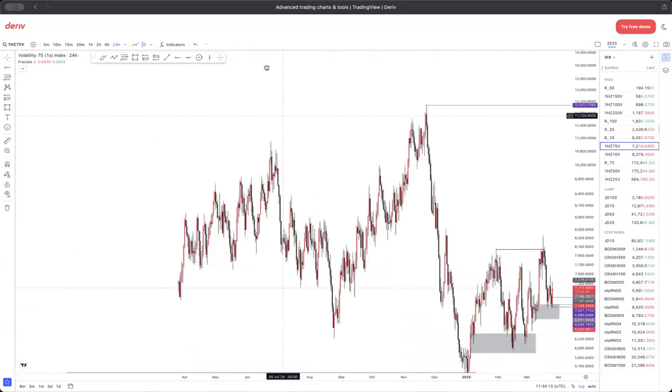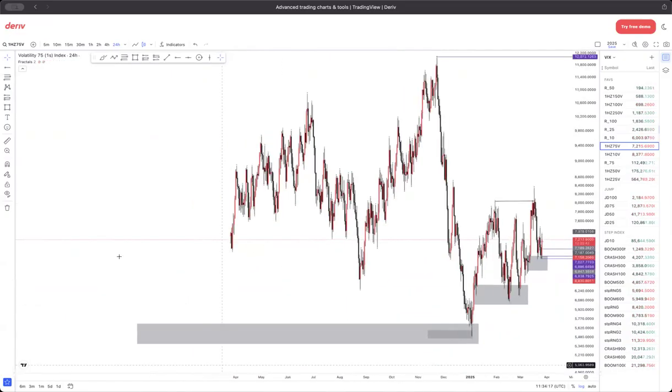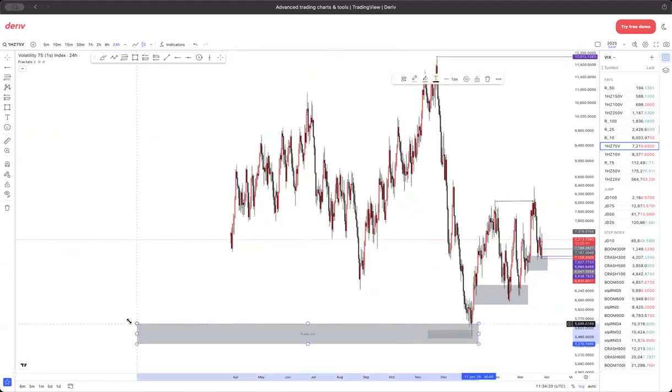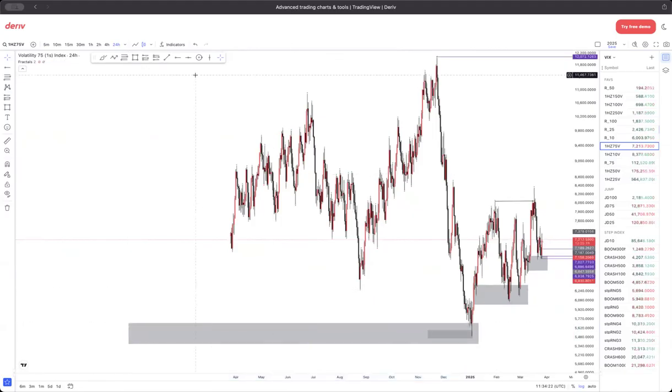Now this is what I said. In V75s, on the weekly time frame, we have this POI. Then we have this as liquidity. This was the daily liquidity. Price came, took it out, tapped into the POI and started buying.